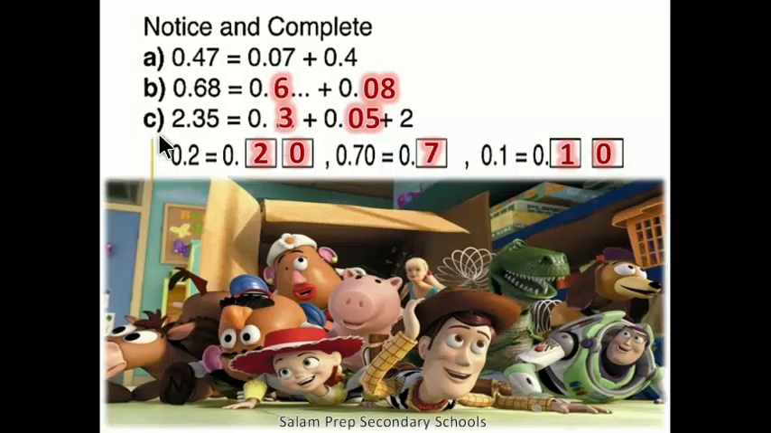The third one, we can expand this number. 2 is a whole number, so we can write 2. Plus 3 in tenths, we can write 0.3. Plus in hundredths, we can write 0.05. 0.2 equal 0.20. 0.70 equal 0.7.